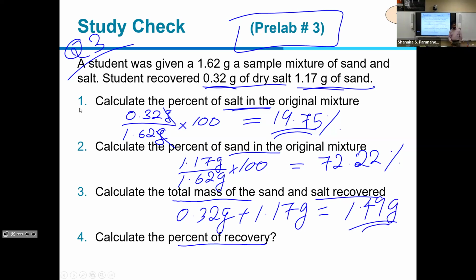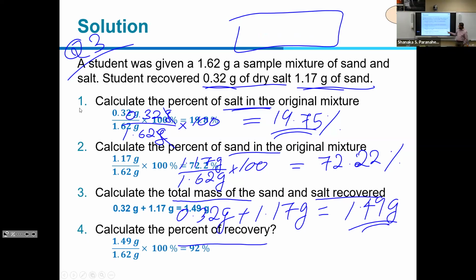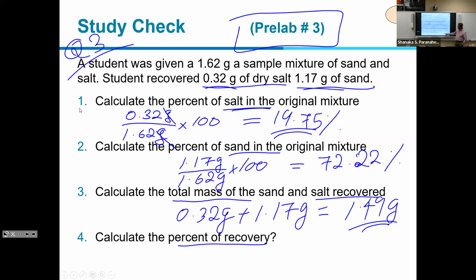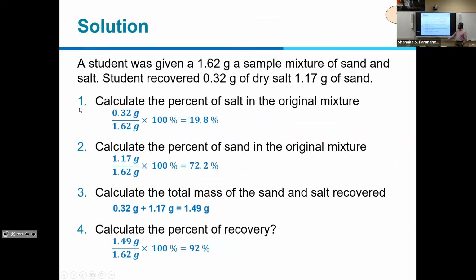And the last one is the percent of recovery. The percent of recovery is going to be the amount recovered, that's the specified item, divided by the total sample mass, and it's going to be 92%.